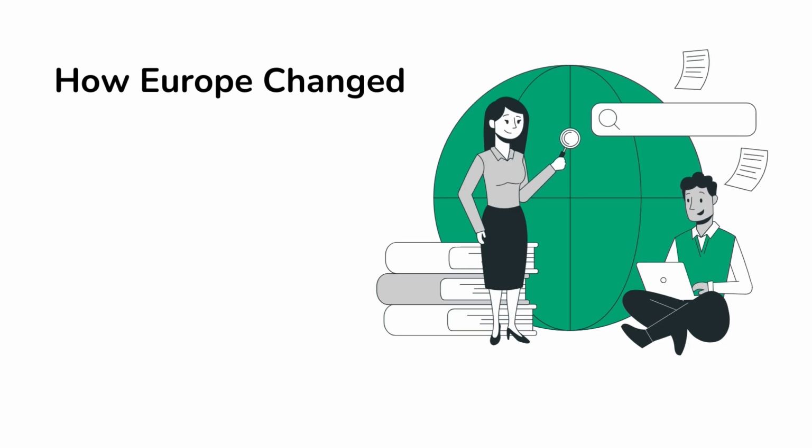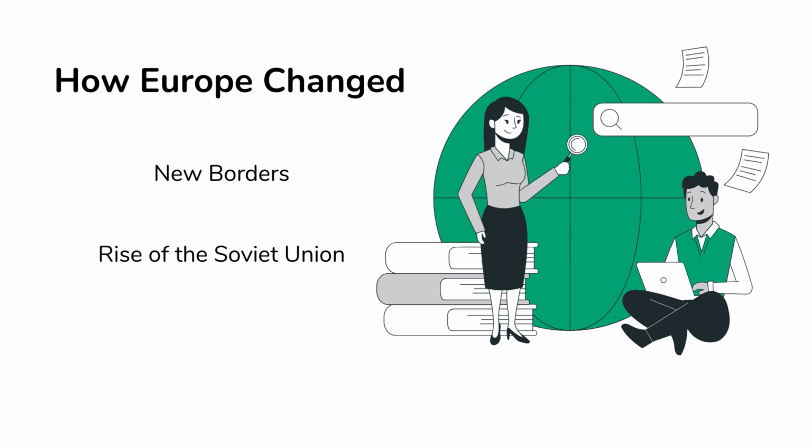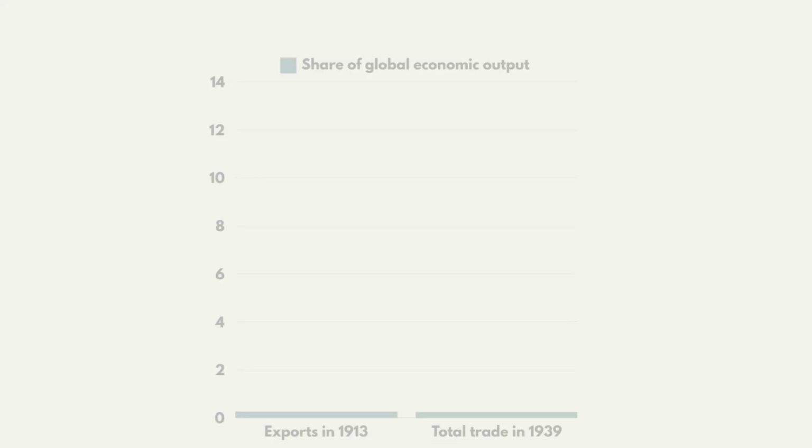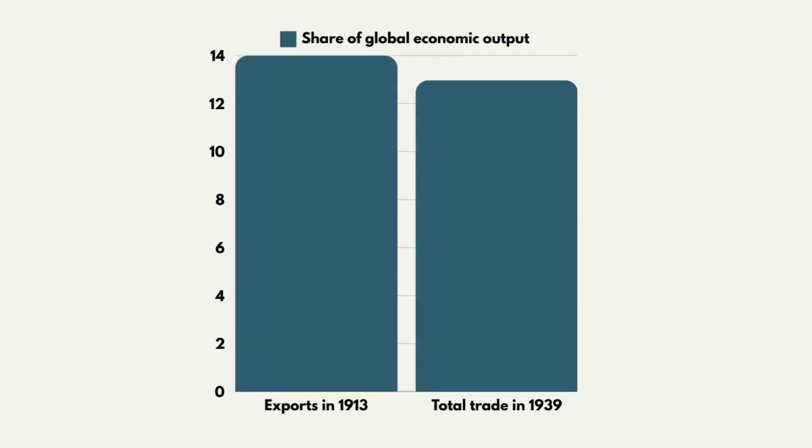For instance, there were new borders which made international travel more onerous, the rise of the Soviet Union which exported an autarkic economic system, and trade costs which were becoming increasingly prohibitive since the end of World War I. By 1939, total trade, that is, imports plus exports, were now a smaller share of global economic output than just global exports were in 1913. Now, depending on one's outlook, this plummet in trade relations could have been either good or bad.